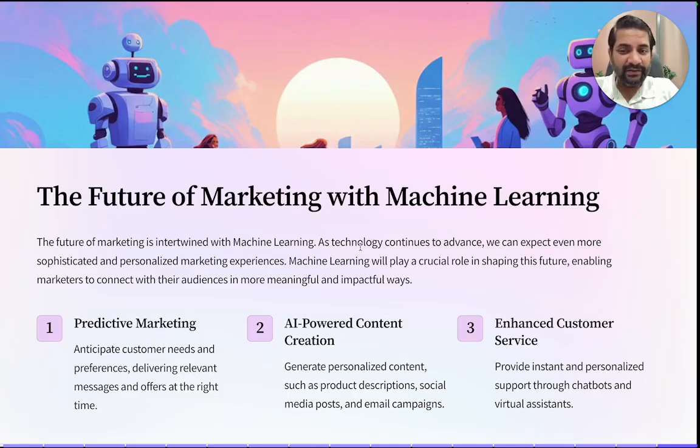If we talk about the future of marketing and machine learning, the future of marketing is completely intertwined with machine learning. As technology continues to advance, we can expect even more sophisticated and personalized marketing experiences. Machine learning will play a crucial role in shaping this future, enabling marketers to connect with their audiences in more meaningful and impactful ways. Predictive marketing, AI-powered content creation, and enhanced customer service are some things that we are already seeing today, and they are only going to improve in the days to come.